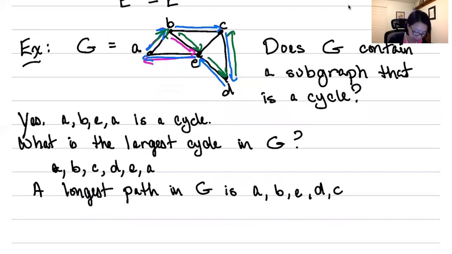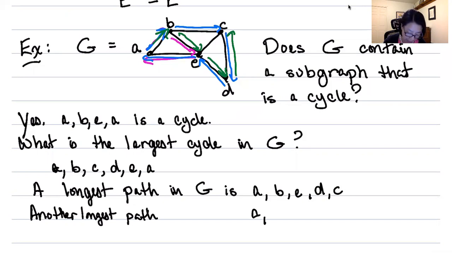Another longest path might be to start at A and to go A, B, C, D, E. So that one also uses all the vertices, but it takes different edges as we go on this path through all the vertices.